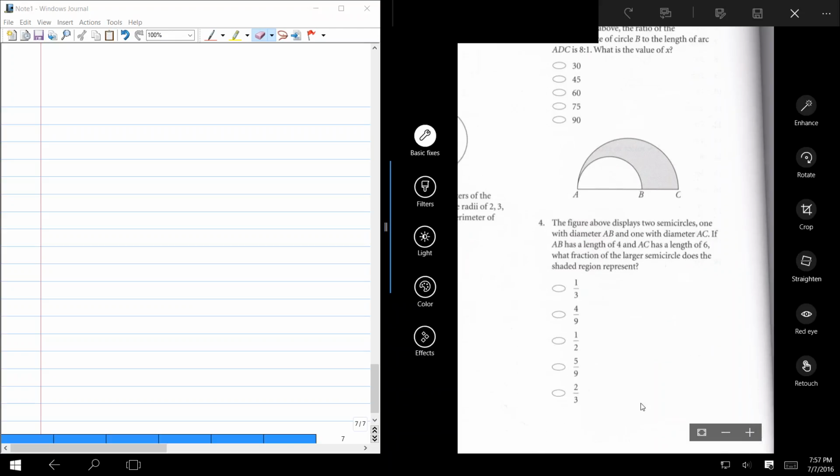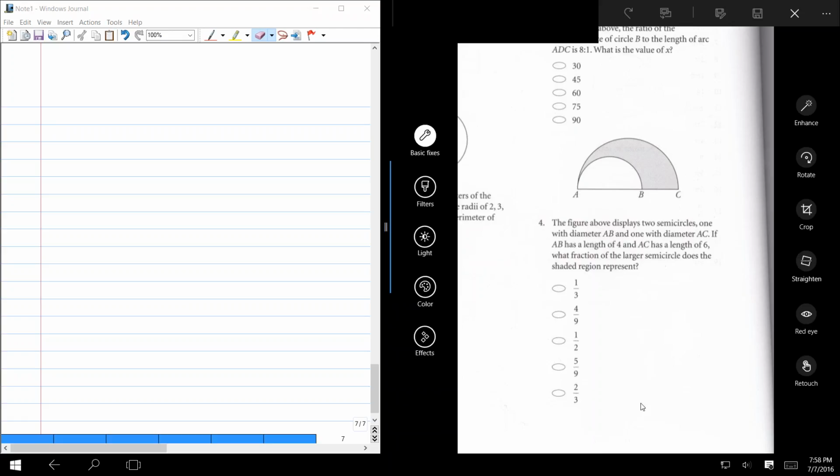The figure above displays 2 semicircles, half circles, one with diameter AB and one with diameter AC. If AB has a length of 4 and AC has a length of 6, what fraction of the larger semicircle does the shaded region represent?